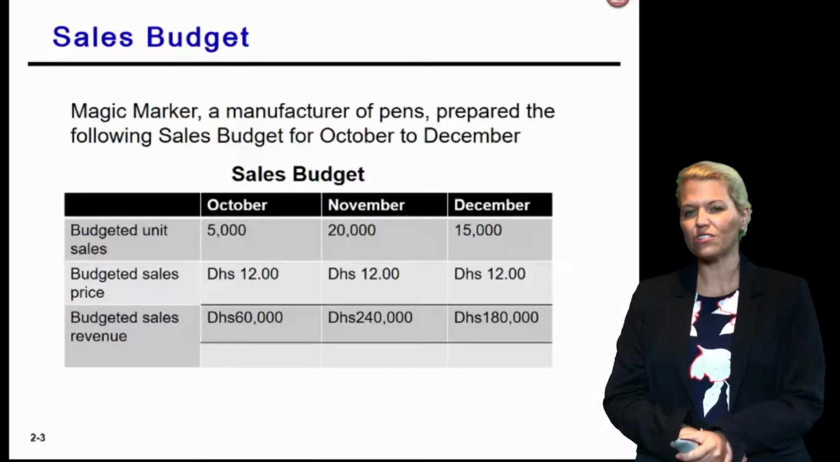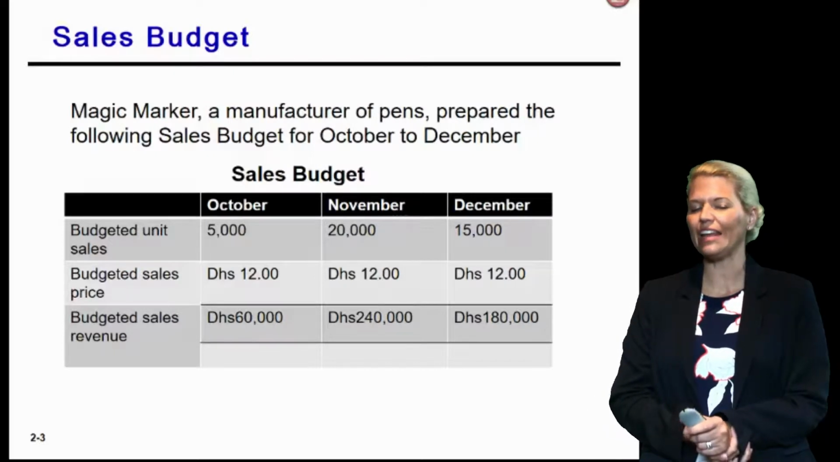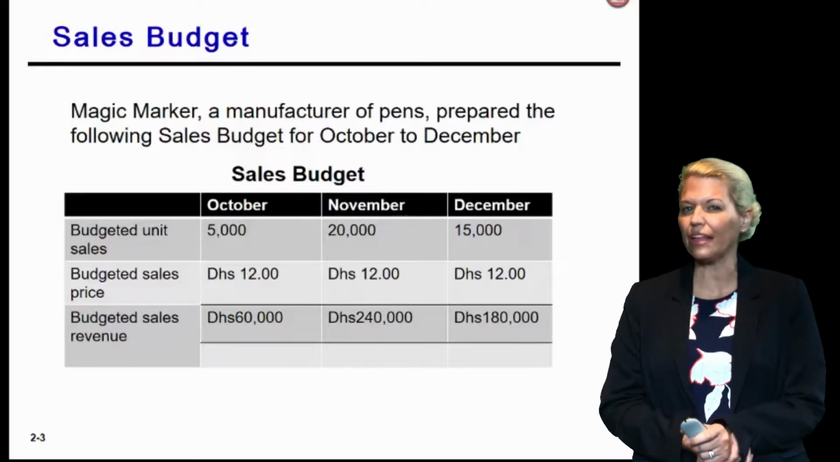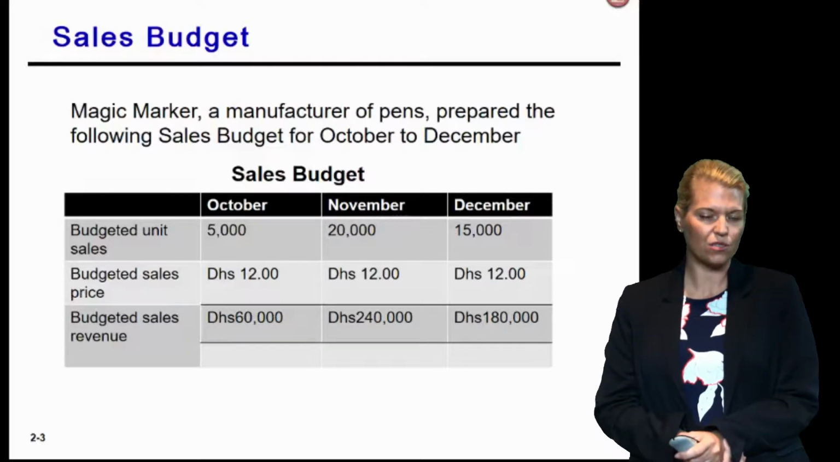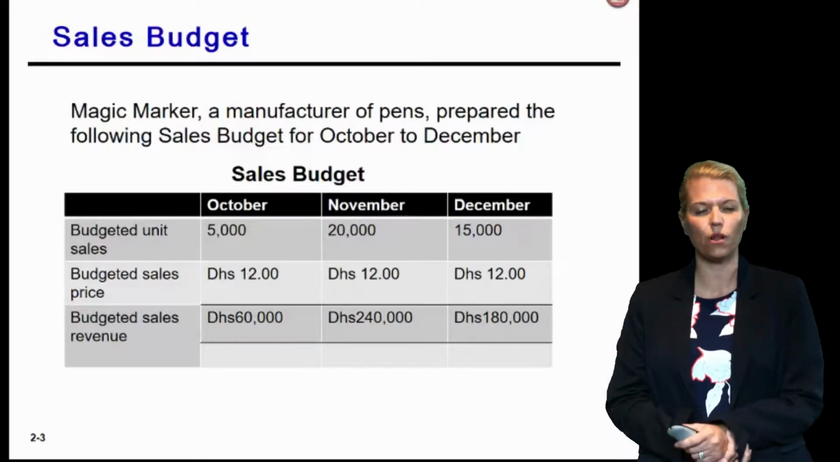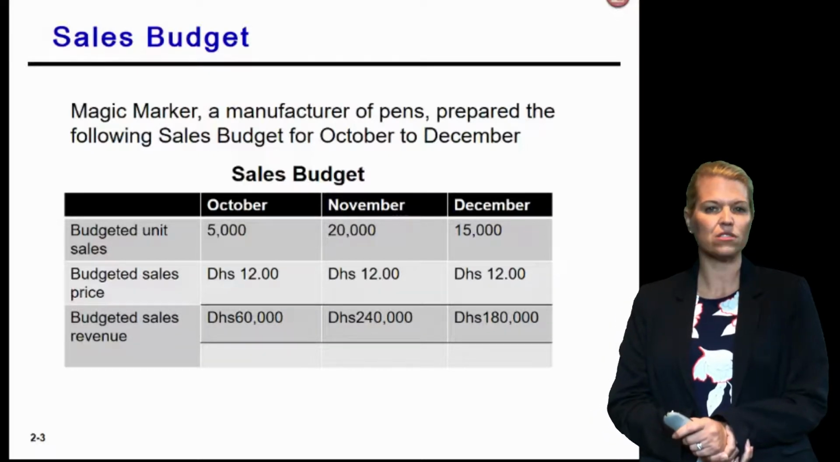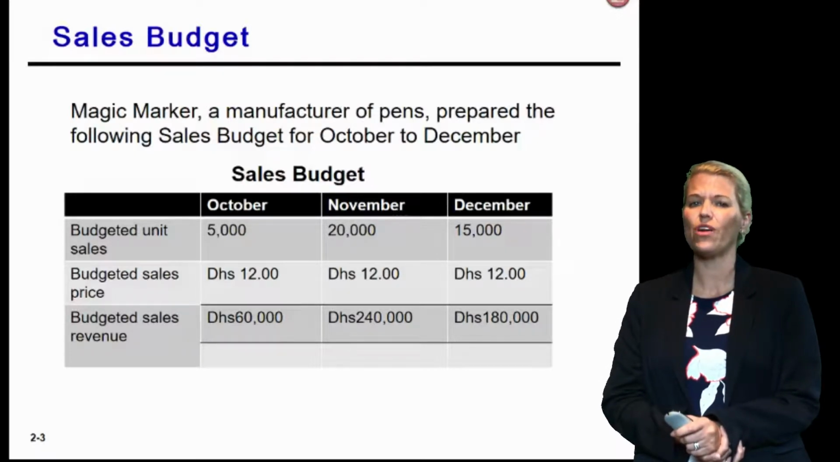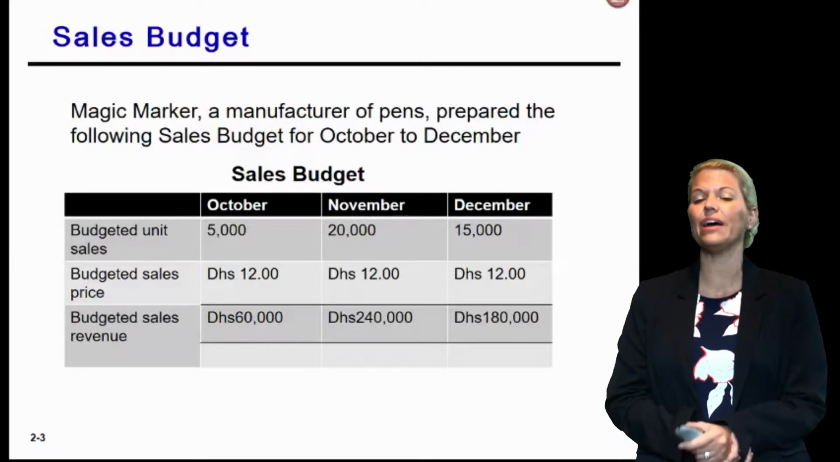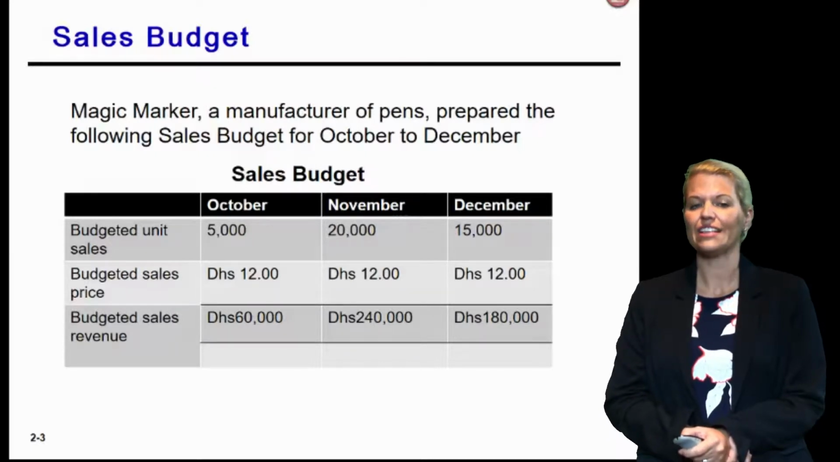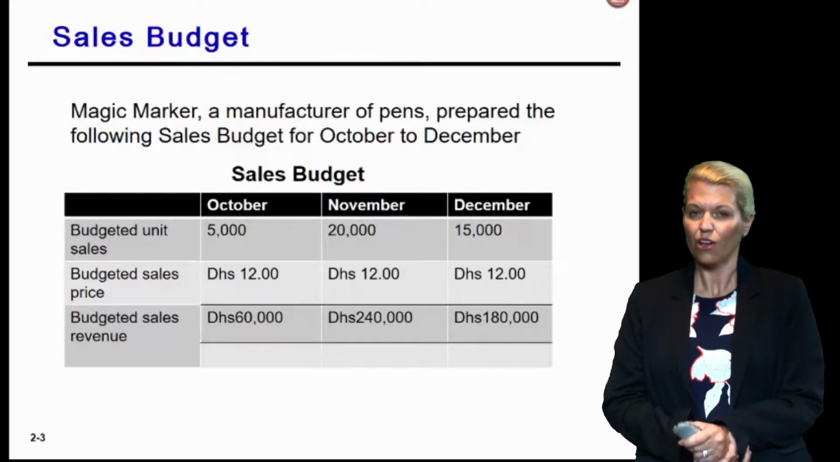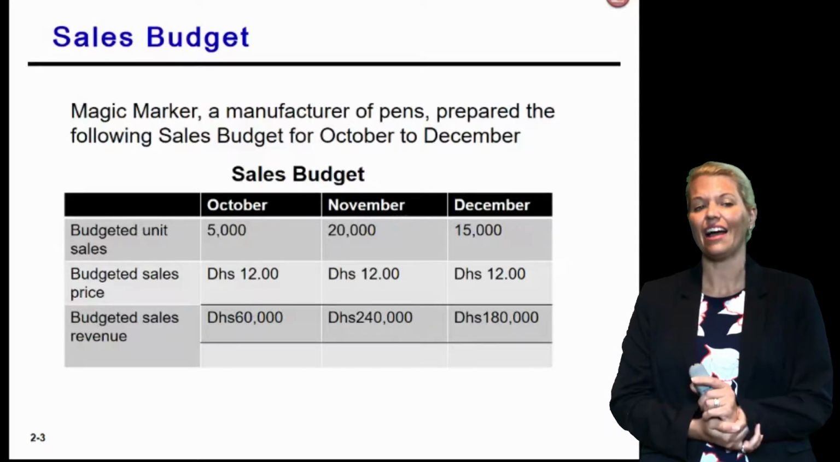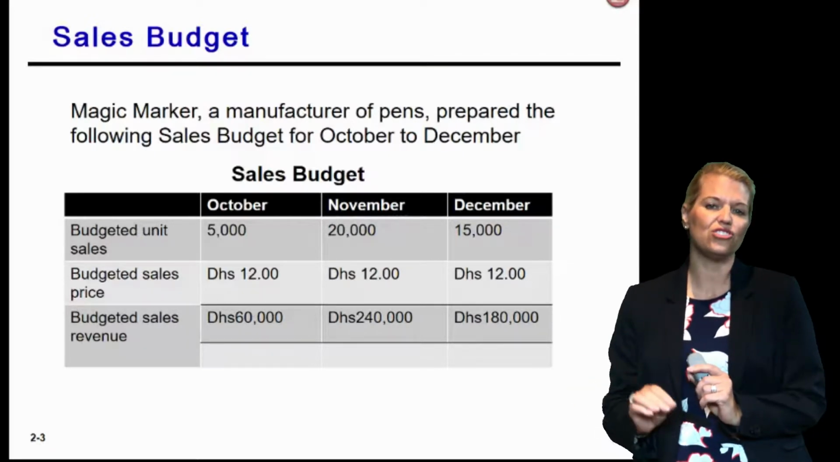So if we just focus on October, we are planning to sell 5,000 pens. What is the price per pen or per unit? It's 12 dirhams. 5,000 multiplied by 12 gives us a budgeted revenue, therefore an anticipated revenue of 60,000. Remember, this has not happened yet. This is just a plan.